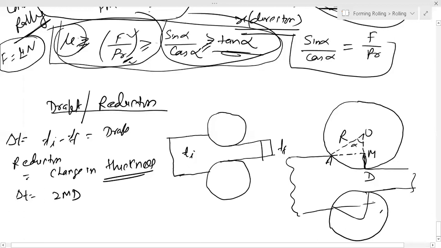So this is the reduction, right? Now again the same thing. So total reduction is 2md. What is md? md is your r minus od minus dm, that is r minus om. This is your om. So what is this length om?